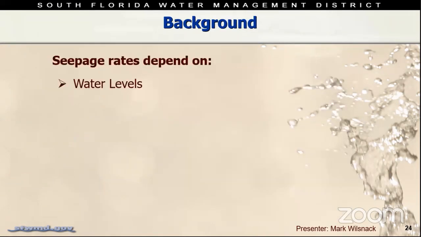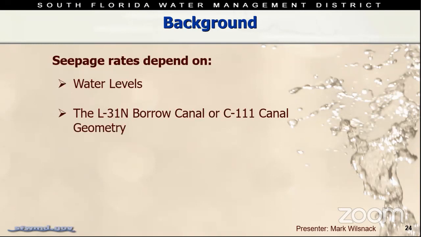Now, the important things we want to take away from this is that seepage rates depend on, first, of course, the water levels. That is the difference in surface water level between the park, the Borrow Canal, and the controlled groundwater levels in the developed areas to the east.